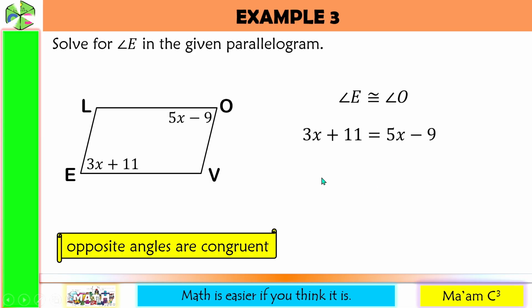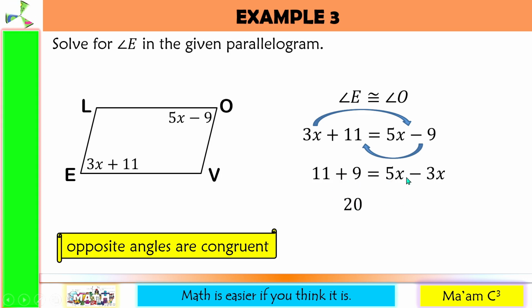Since 5x is greater than 3x, let us move 3x on this side. It will become 5x minus 3x. Let us move negative 9 to this side and it will become 11 plus 9. 11 plus 9 is equal to 20. 5x minus 3x is equal to 2x. To solve for x, let us divide both sides by 2.